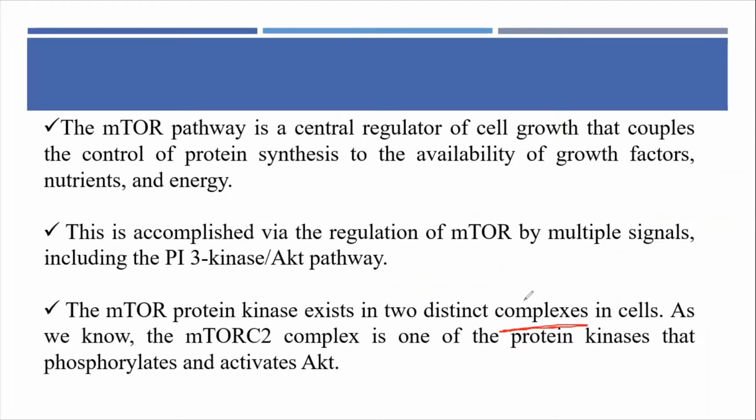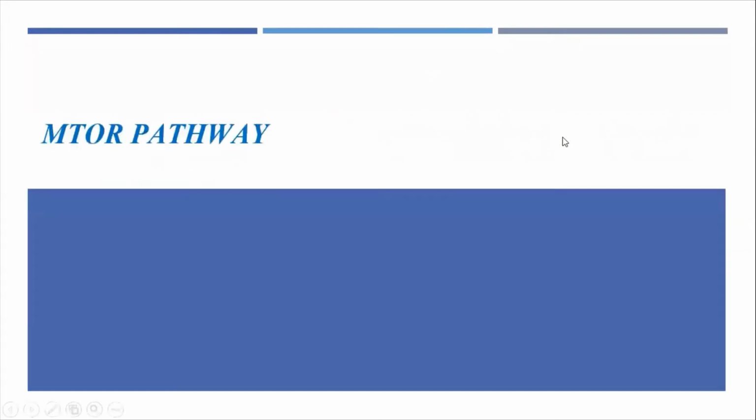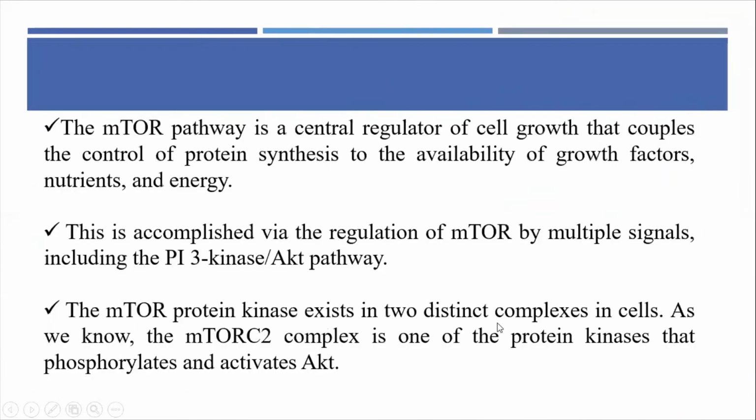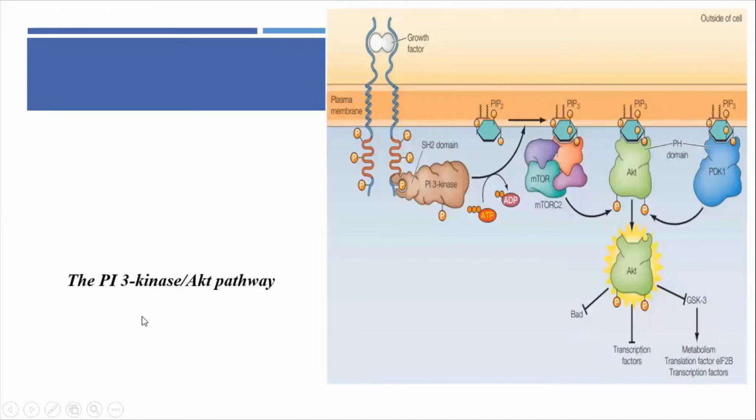So this is a complex. If you remember in the previous figure, let me go back. Here, it is a complex. You can see the 4 to 5 subunits present together, which becomes the mTORC2 complex. So we know that the mTORC2 complex is one of the protein kinases which phosphorylates and activates AKT, just now what we saw. So this is your PI3 kinase. Again, the repetition is only for your remembrance. So mTORC2 comes and phosphorylates and activates AKT.